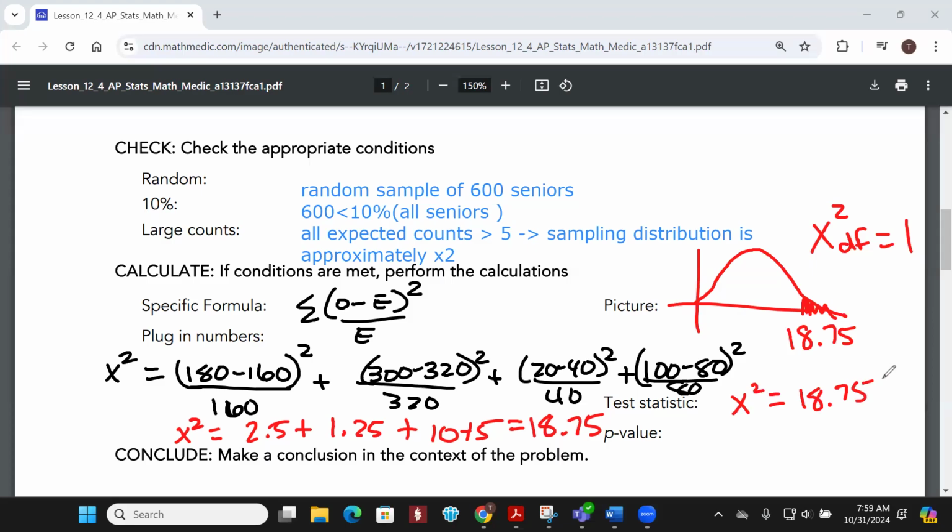How do we find our p-value? It's the chi-squared distribution. What's the first one? You do your observed list, your expected list, and then you put in your degrees of freedom. So when you do that, your p-value should be 0.0000015. Okay, so now we're going to do our conclusion.